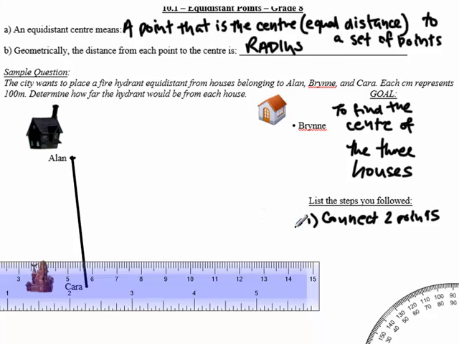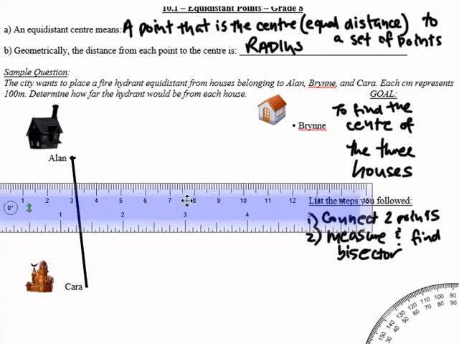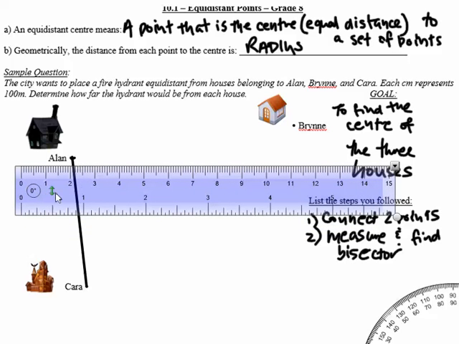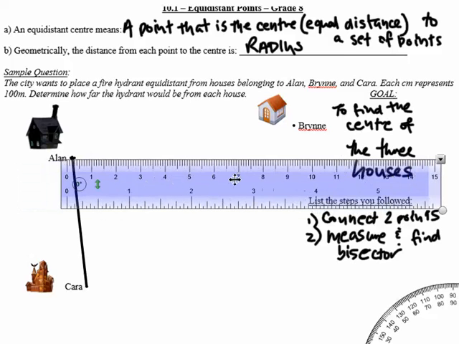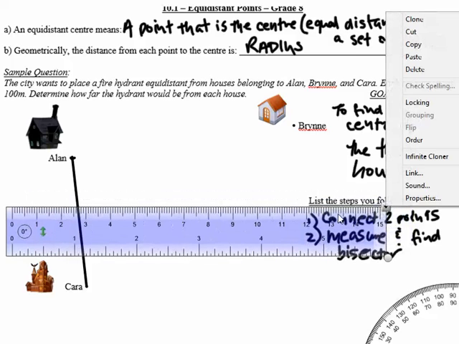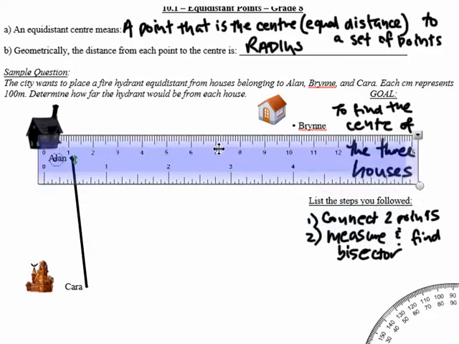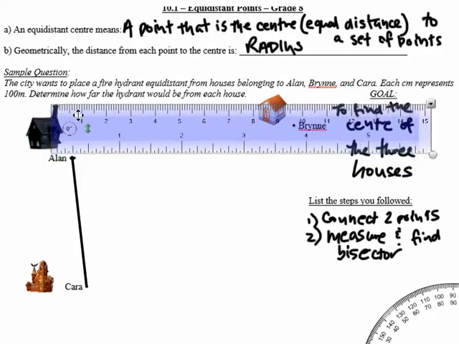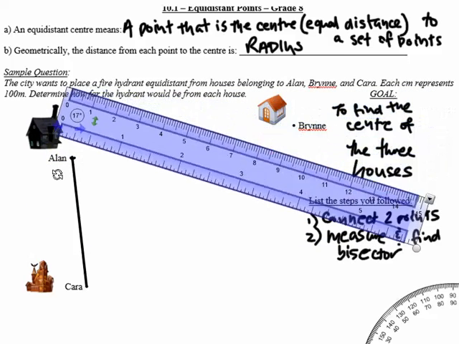So now I need to measure with the ruler and find the bisector. So bisector, as we saw, is the halfway point. So let's just turn this around a little bit. Where's the little rotation tool on this one? There it is.